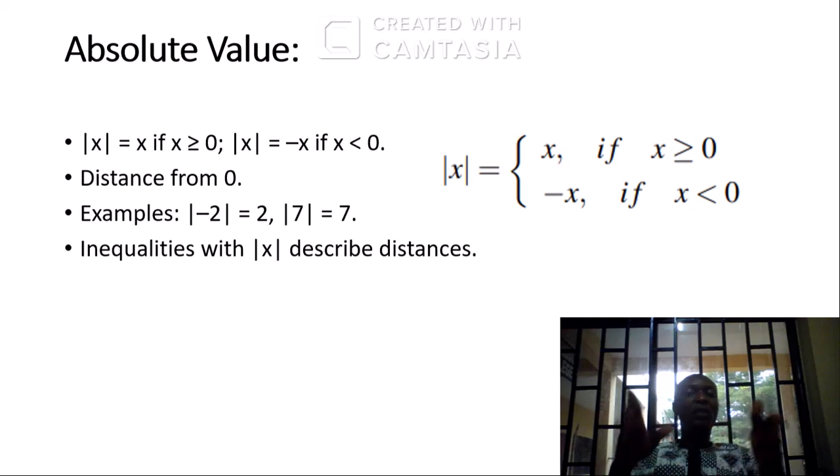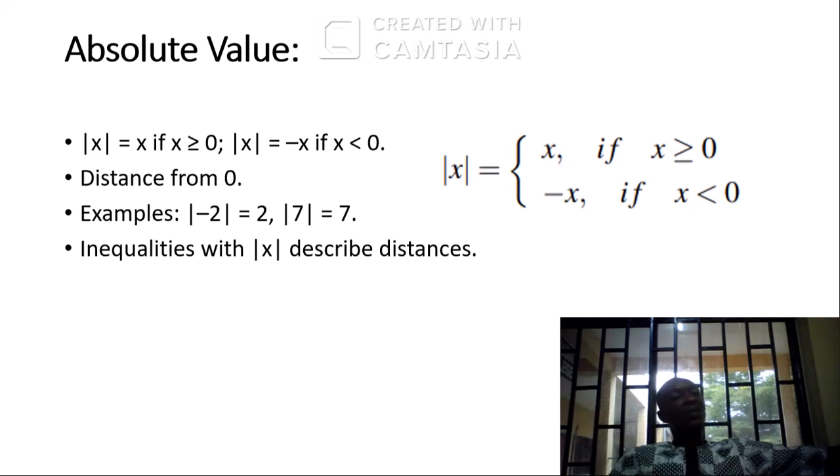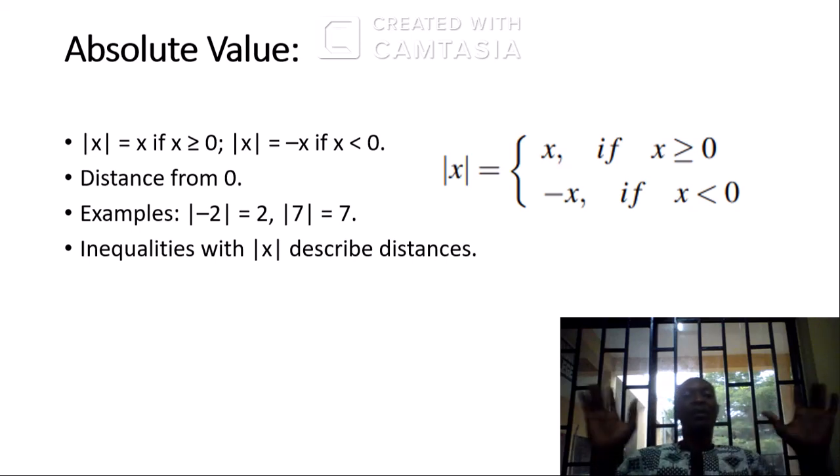So we say the absolute value of x equals x if x is greater than or equal to 0. But the absolute value of x equals minus x if x is negative, that is, x is less than 0. If x is negative, the absolute value of x is minus x. If x is positive, that is, greater than or equal to 0, the absolute value of x is equal to x. That is, we are talking of distance from 0. Example, the absolute value of minus 2 is equal to 2.